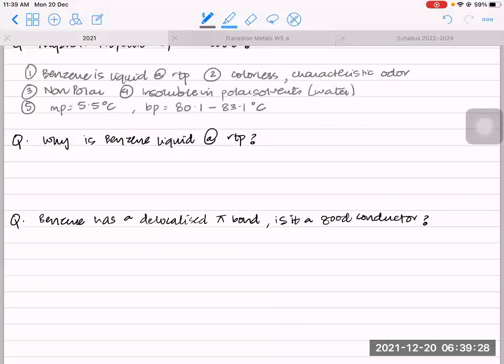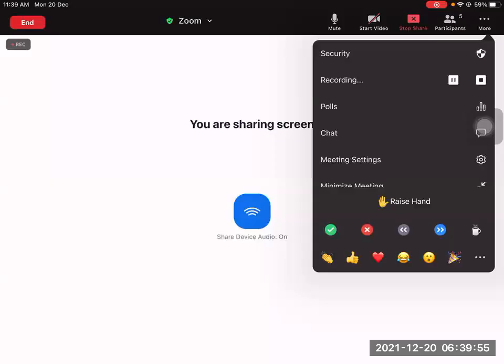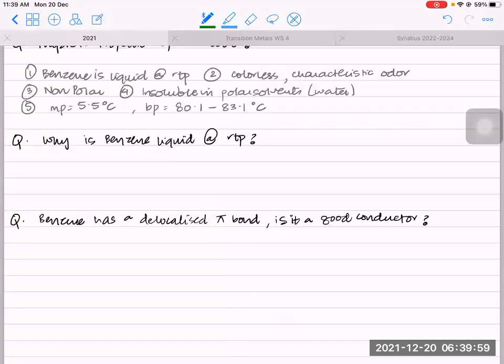Now they ask you, why is benzene liquid at RTP? So now let's move on to why benzene is liquid at RTP. Now we know this is non-polar. So which type of intermolecular forces will this have? Temporary dipole, induced dipole forces. So since it has temporary dipole, induced dipole forces, we know the strength of those forces depends on the number of electrons.